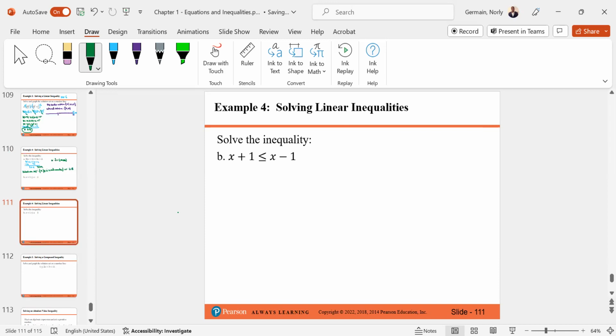If I try to get all the x's on the same side, 1 less than or equal to -1, is that true? Verify if the statement is true. This statement is not true. That's false, right? So the inequality 1 less than or equal to -1 is false for all values of x. Because this inequality is equivalent to the original inequality, the original inequality has no solutions. So we can say no solutions because it's false, right?